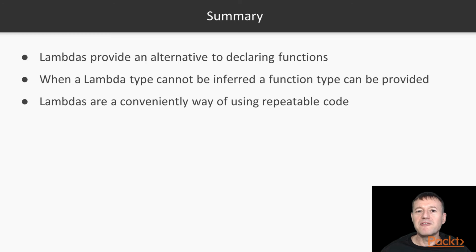We learned that lambdas provide an alternative to declaring functions. When a lambda type cannot be inferred, function types can be provided. And lambdas are a convenient way of using repeatable code.